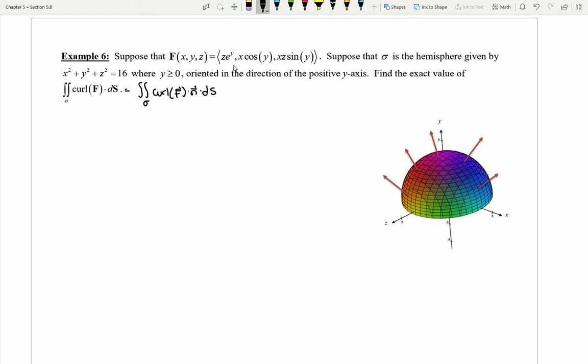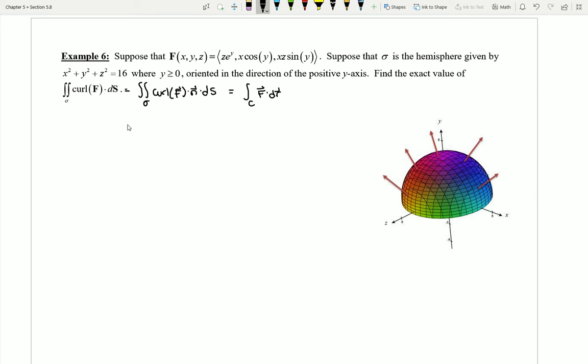So instead, what we will choose to do is to try to use Stokes' Theorem. Stokes' Theorem, remember, will say instead of computing this, we can compute the integral over C of F dot dr, that is a line integral, where C is the curve that is the boundary of our surface.